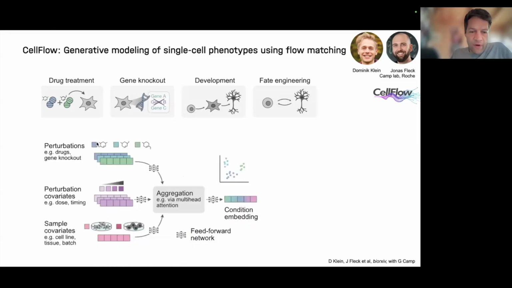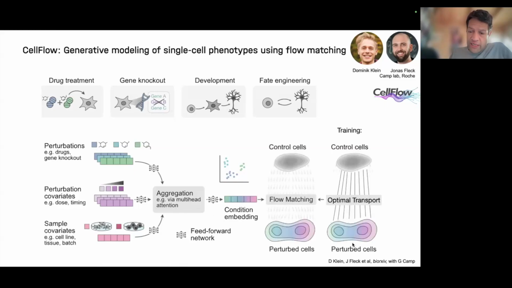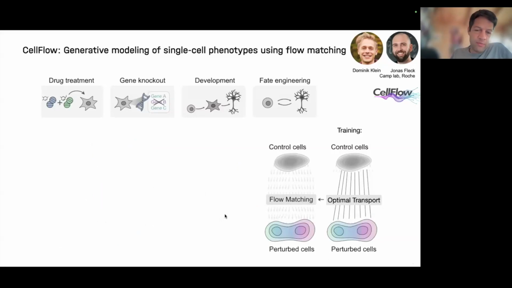The general perturbation embedding idea is that a perturbation could be a drug or a gene knockout. Later, we also want to do this for genetics. There could be different dosages or timings, and there could be covariates, and we put all of them together with attention. You could just stack them, but I think multi-head attention often works quite well. Then you have your control cells, you match them with the perturbed cells using OT, and you guide the flow by this condition. That's the idea of how you do it at training, and at inference, you extrapolate.